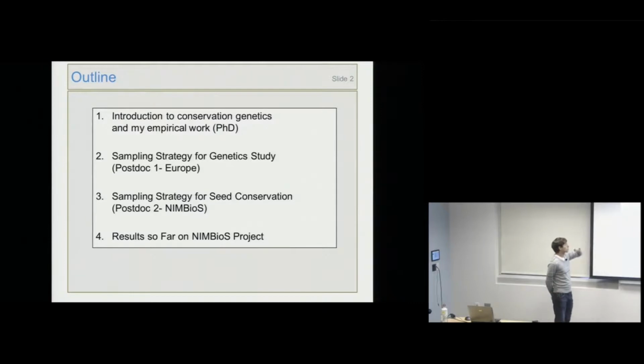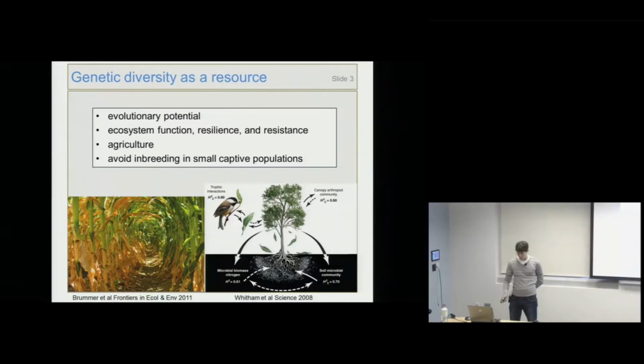My talk is in 4 parts. I'm going to cover about 15 minutes on the background to conservation genetics issues and some of my work as a PhD student. I'm going to then talk about my time in Europe when I worked on optimizing sampling strategy when you're doing a genetic study. And then the work that I have proposed to do at NIMBioS, collections for seed conservation, and about 10 or 15 minutes of the results that I've gotten so far.